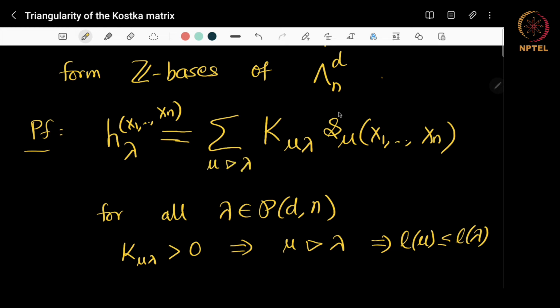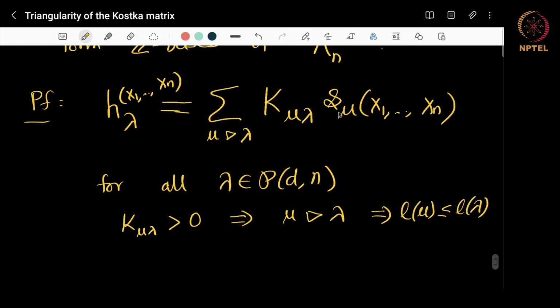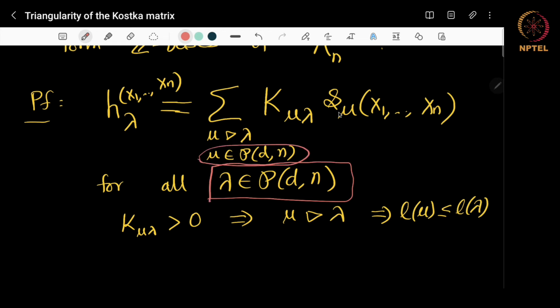Instead of summing over all possible mu's, partitions of D, it's enough to just sum over those partitions which dominate lambda. Okay. And of course, as we just observed, this automatically means that mu also has at most n non-zero parts, because dominance implies that the length is smaller. Okay, good. So what this means is that if I restrict attention to the lambdas in PDN, then the mu's which occur in the summation are also in PDN.